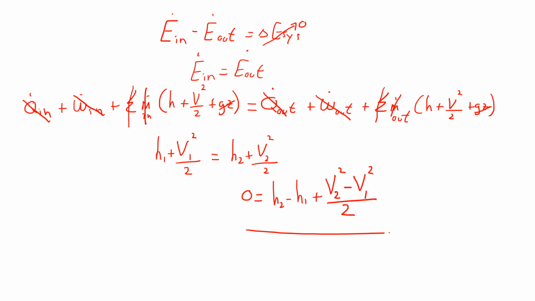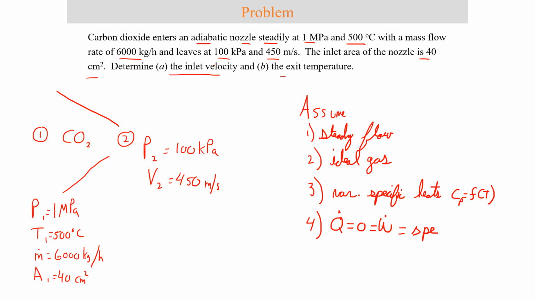And this is the result of the first law analysis. Now, the problem is asking for two things, right? First, it's asking for the inlet velocity, and then it's asking for the exit temperature.